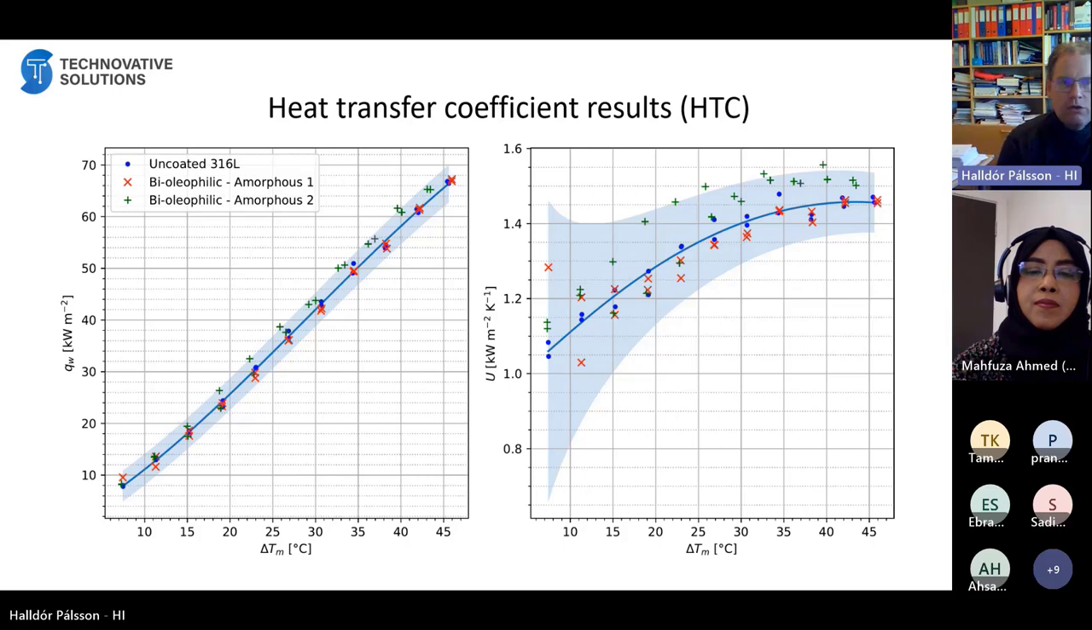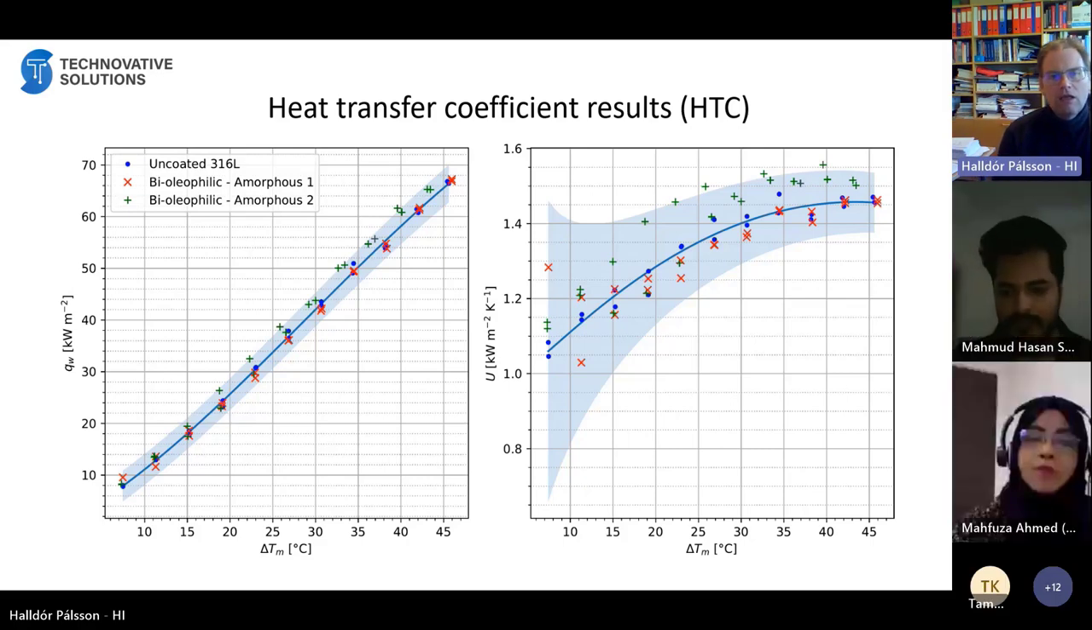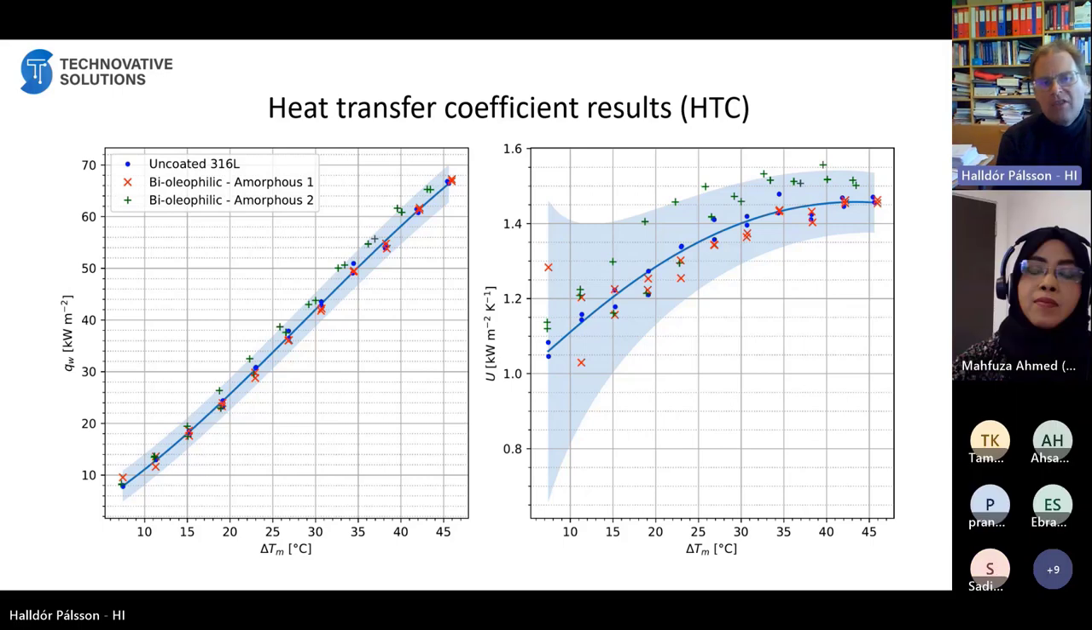This has been tested with two different coatings on the brine side, and there seems to be very little difference between the amorphous one coating on the brine side and the uncoated one. The other coating, amorphous two on the brine side, shows a marginal improvement. It's very close to the confidence line, but it's difficult to say with any certainty that this is a real improvement. But there is a tendency to think that.